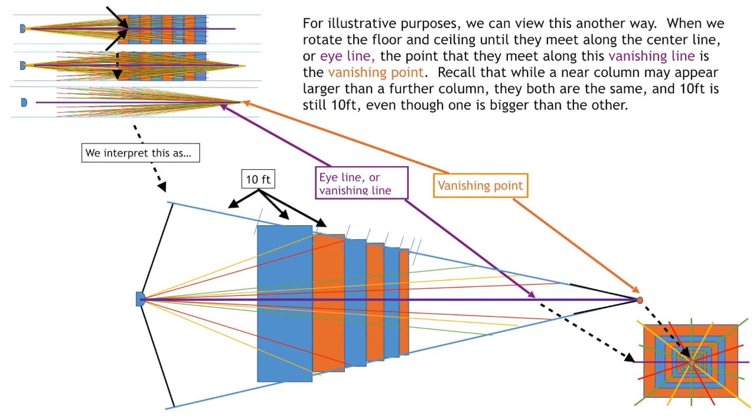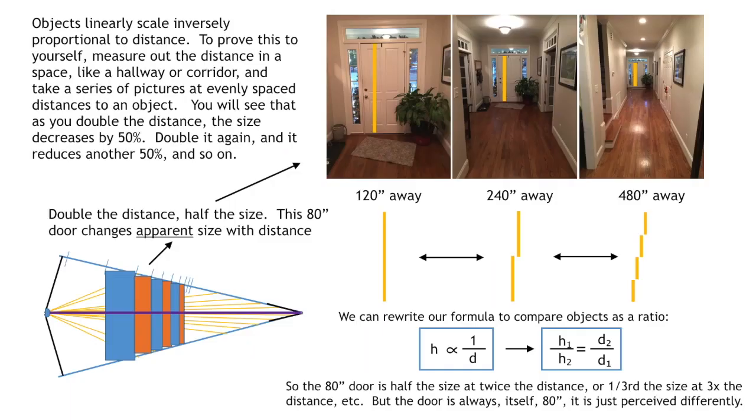So again, we are halving the distance and doubling the size. Height is proportional to the inverse of the distance. And so 10 feet as it gets closer looks larger than 10 feet that is further away. So objects linearly scale inversely proportional to the distance, like we said.